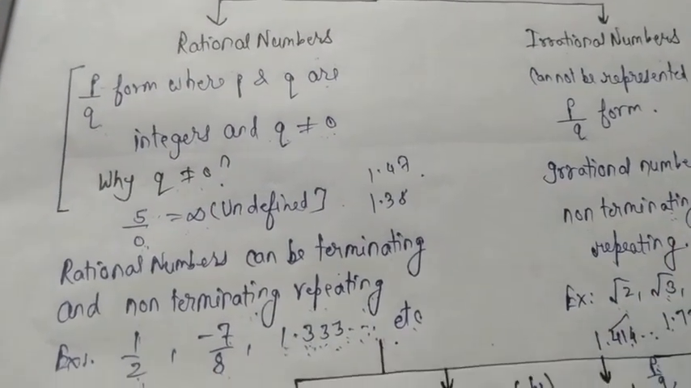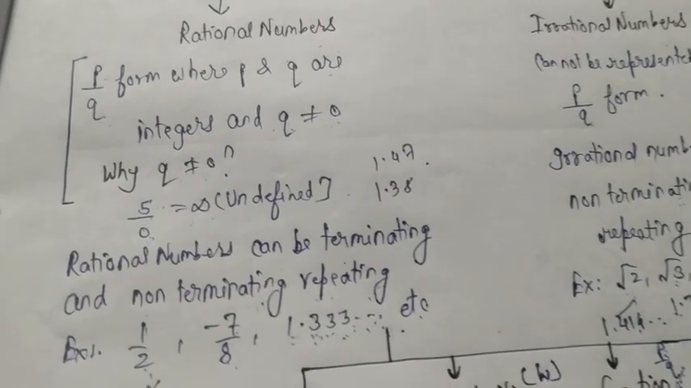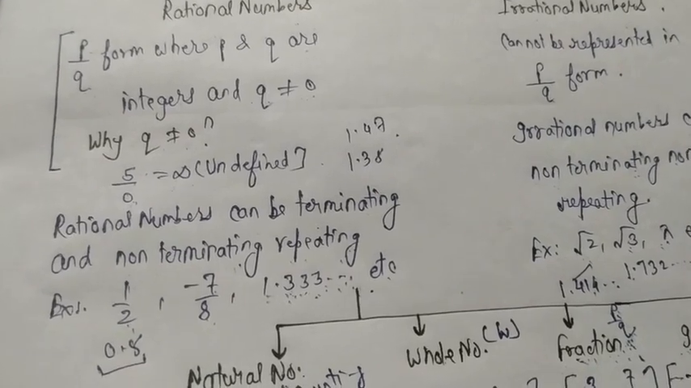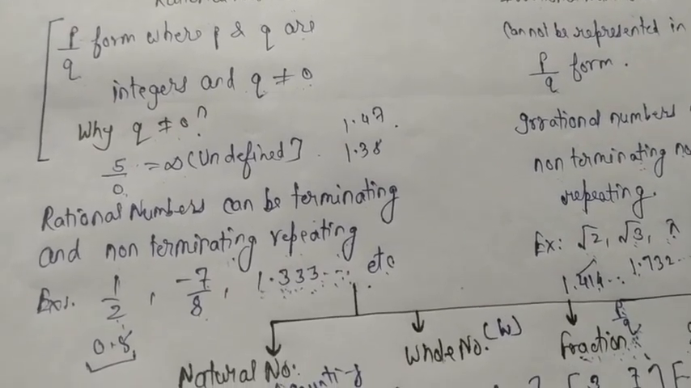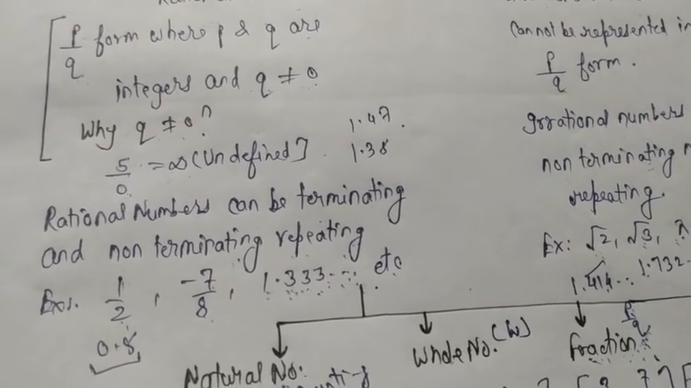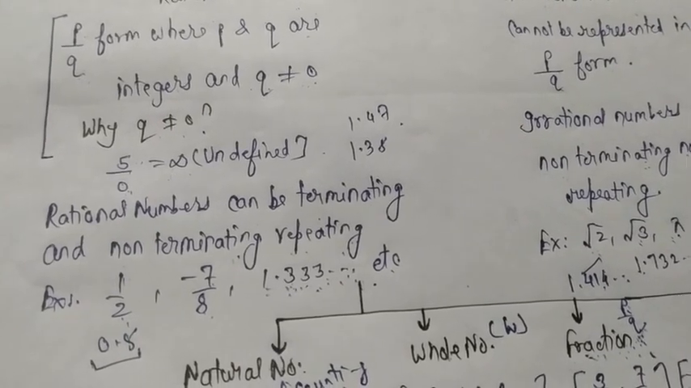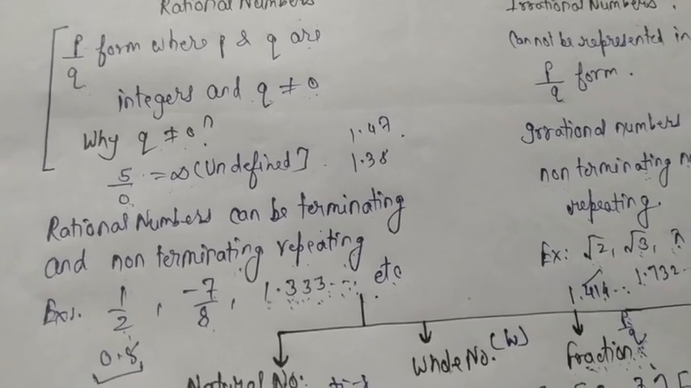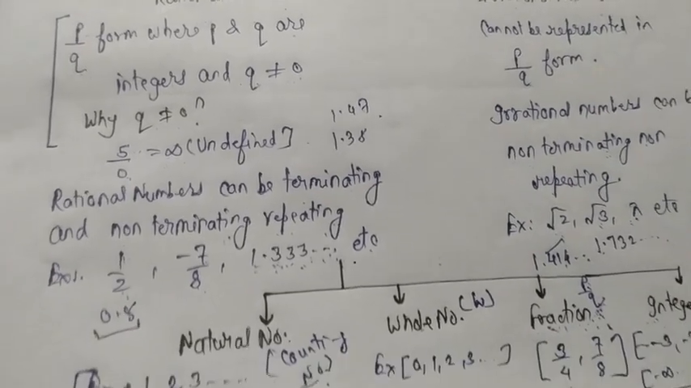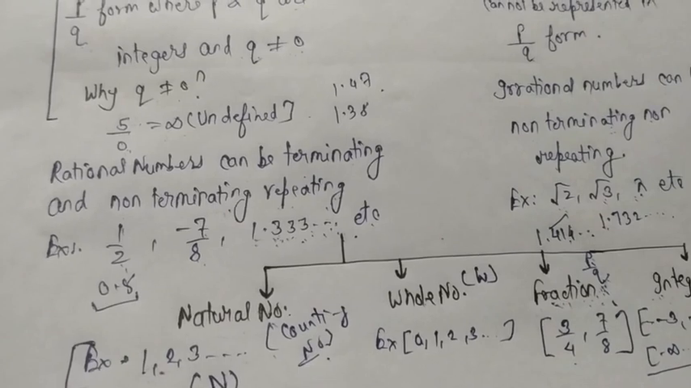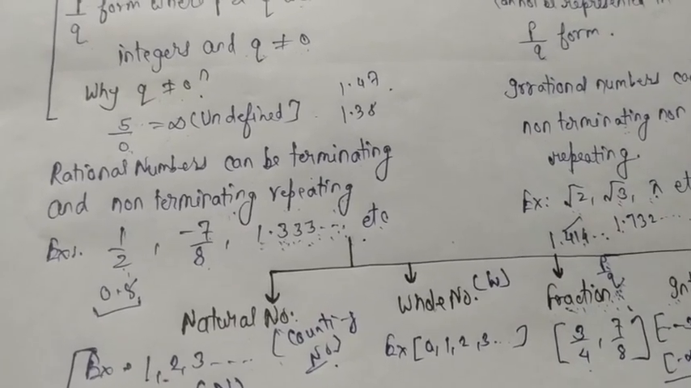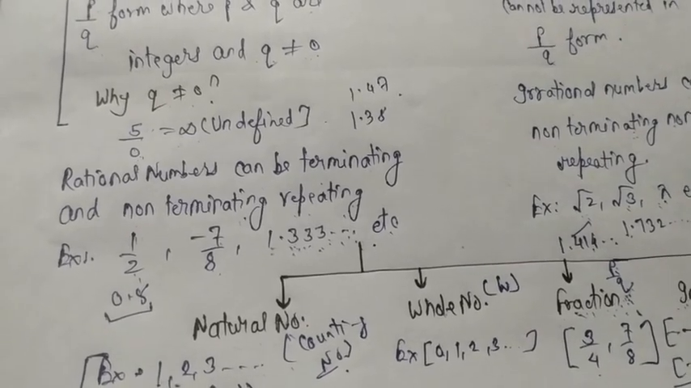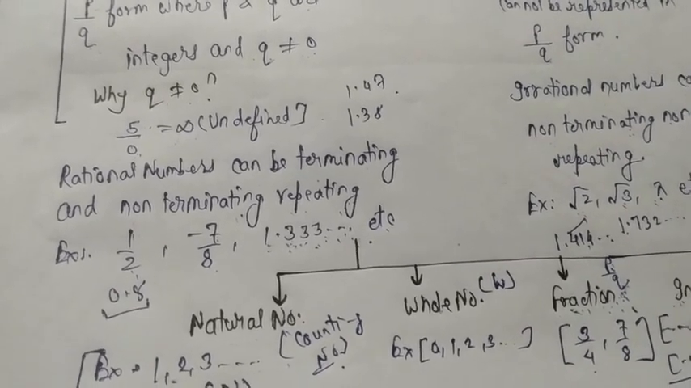So I think it is clear. It is just the introduction part of this chapter. Try to watch it again and again because it is very important. You should know the basic concept of the particular chapter. This is just the introduction of real numbers and their classification. In the next part of the video, I will tell you Euclid's division lemma, the properties of HCF and LCM, and some more questions based on Euclid's division lemma.